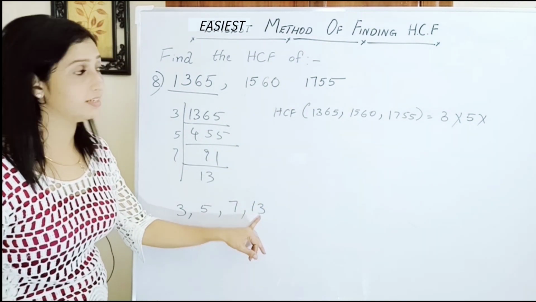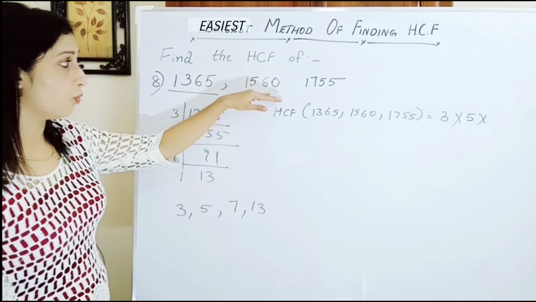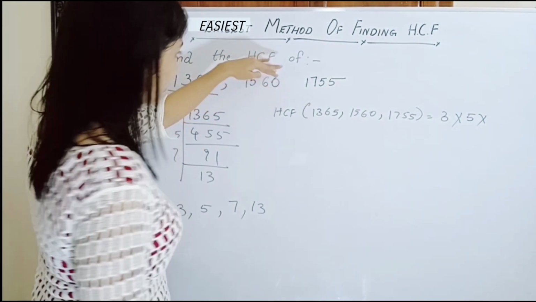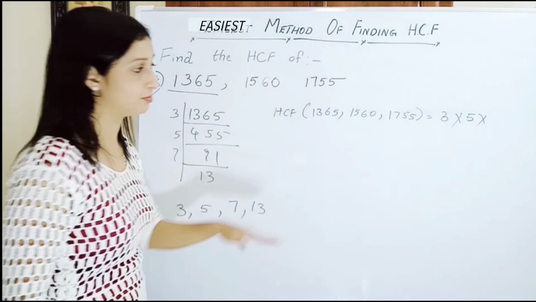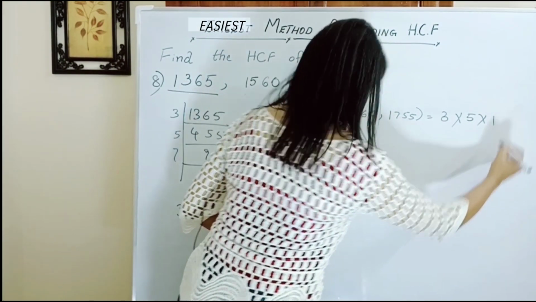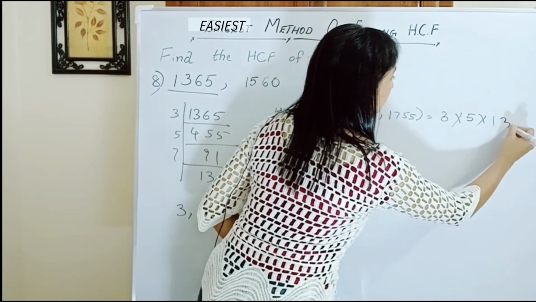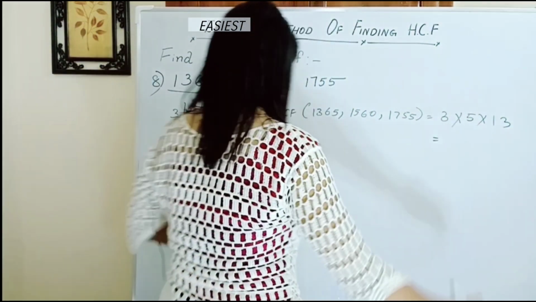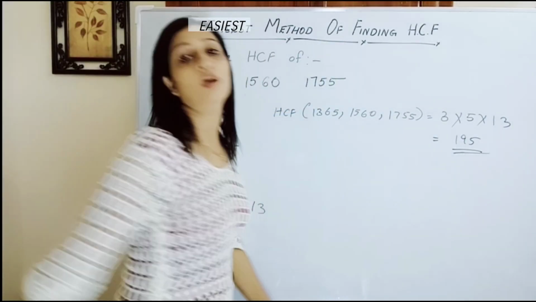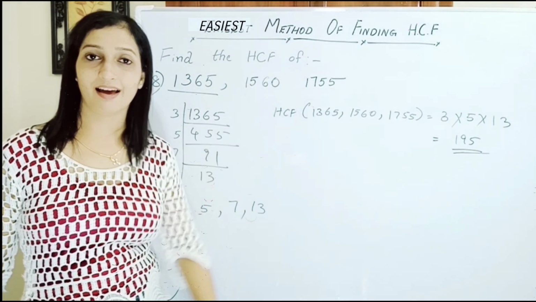Next is 13. It goes in 13. 1560 goes 120 times and 1755 goes 135 times. So again it is divisible by 13. So this is our HCF, which is 3 into 5 into 13, which is 195. So this is our HCF.